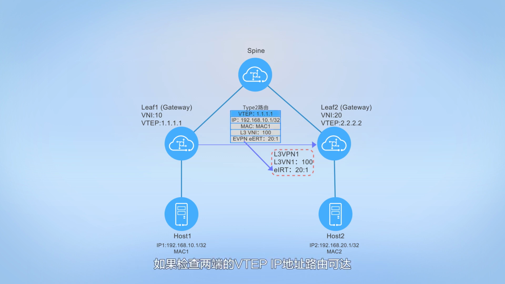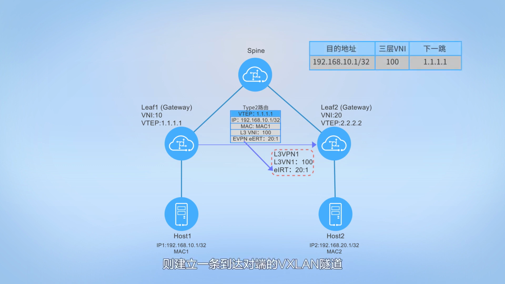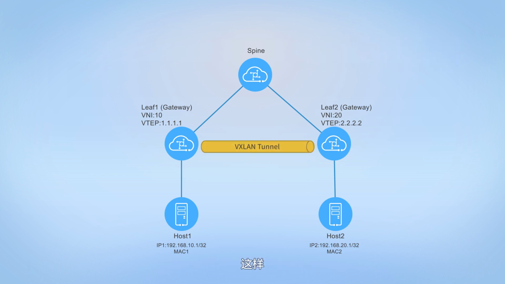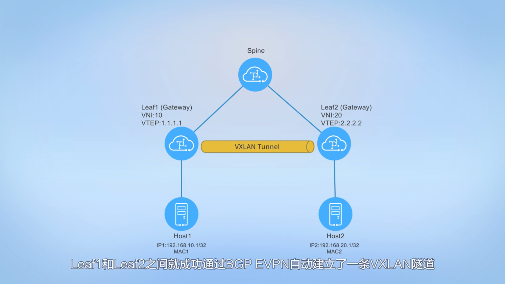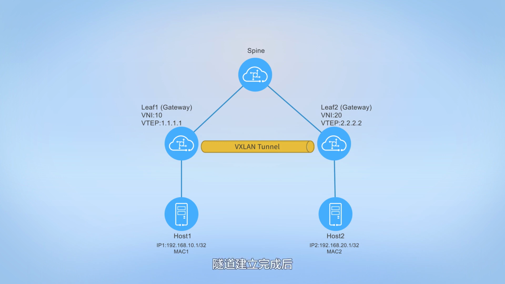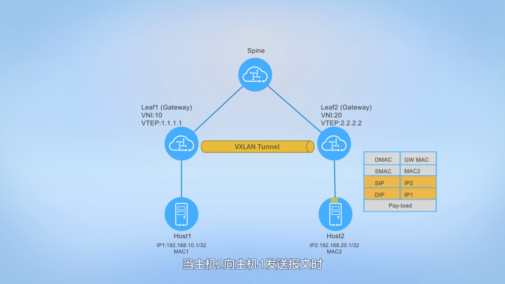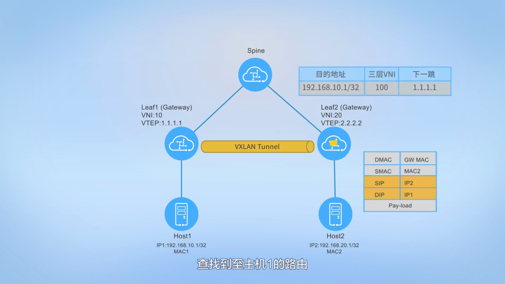In addition, if the VTEP IP addresses of both ends are routable, a VXLAN tunnel destined for the remote end is established. In this case, a VXLAN tunnel is automatically established between leaf 1 and leaf 2 through BGP EVPN. When the tunnel is established and host 2 sends a packet to host 1, leaf 2 finds the corresponding BD and the VPN corresponding to the BD depending on the inbound interface of the received packet. Leaf 2 then searches for the route destined for host 1 and layer 3 VNI information corresponding to the route in the VPN routing table.